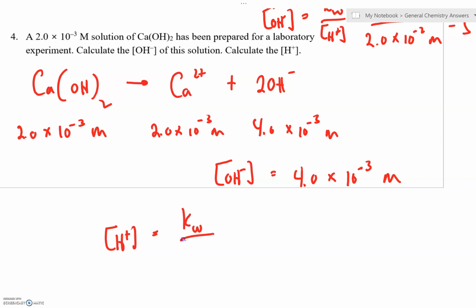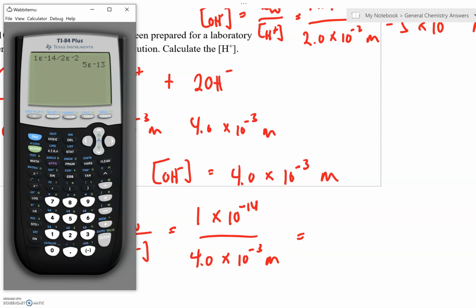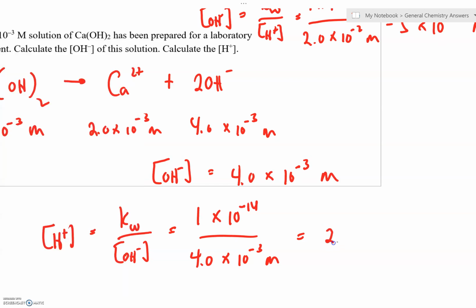This is equal to Kw over OH minus. You know that Kw is always 1 times 10 to the minus 14th. And you just found OH minus, which is 4 times 10 to the minus 3rd. So here's what it looks like in the calculator. 1 times 10 to the minus 14th divided by 4 times 10 to the minus 3rd. Pow! 2.5 times 10 to the minus 12th molar.